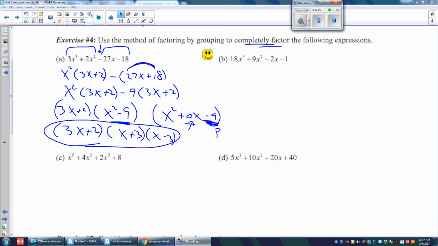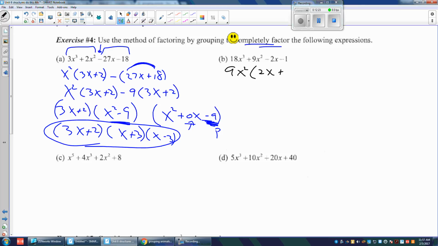So again, I'm looking at the first two parts and that part, and I can see that it's divisible by 9. We have a common factor of 9, and we have a common factor of x squared. So why don't I just take that out and see what I have? I take out a 9x squared, and I'm left with a 2x plus 1.